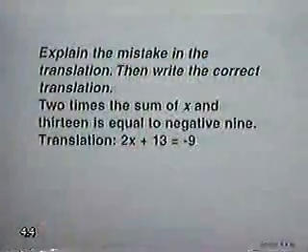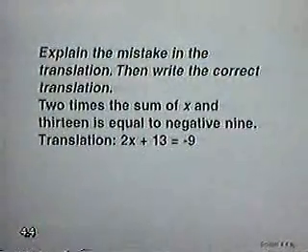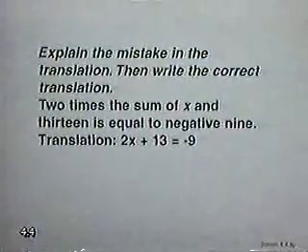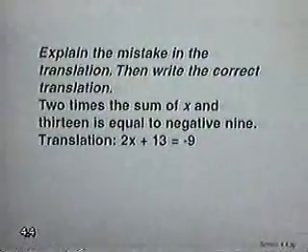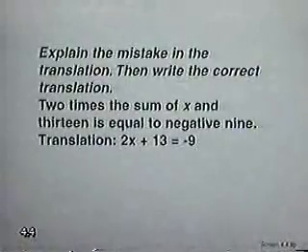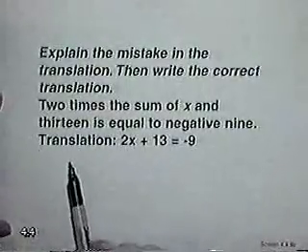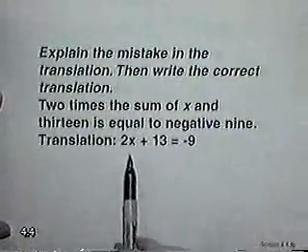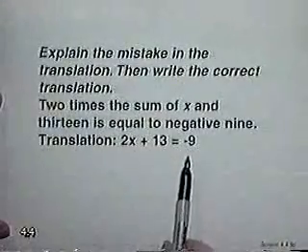Let's see one more example. And in this example, we're going to be given a word sentence and a translation which will be incorrect. And we will try and find the mistake. Explain the mistake in the translation. Then write the correct translation. 2 times the sum of x and 13 is equal to negative 9. Okay. And the translation we are given, which is incorrect, is 2x plus 13 equals negative 9.